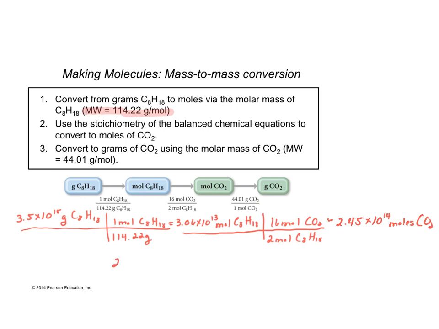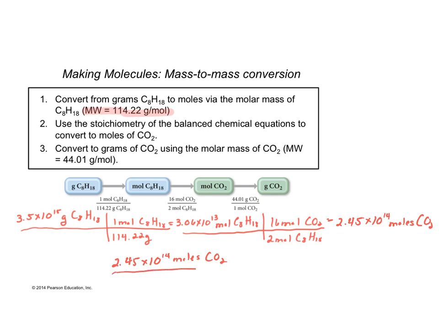Write this back down here, 2.45 times 10 to the 14th moles of CO2. So what was the purpose of this question? We combusted a bunch of octane, we had a mass of it, and I want to figure out the mass of CO2 that was produced in this overall combustion. We have now determined the number of moles of CO2 that were produced, but how do I get back out to mass of CO2?